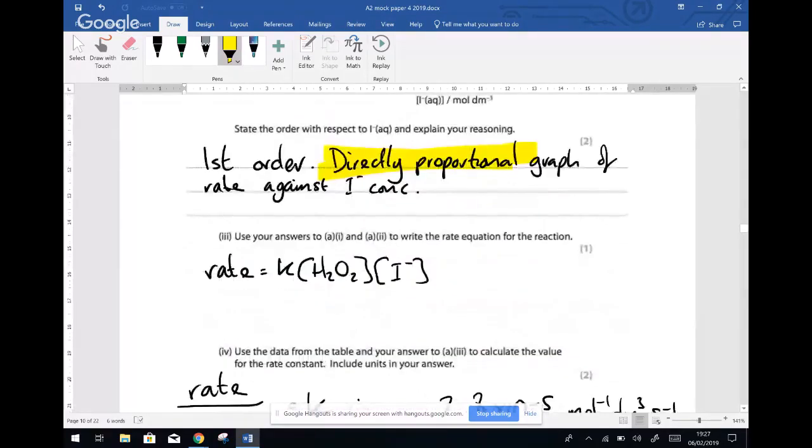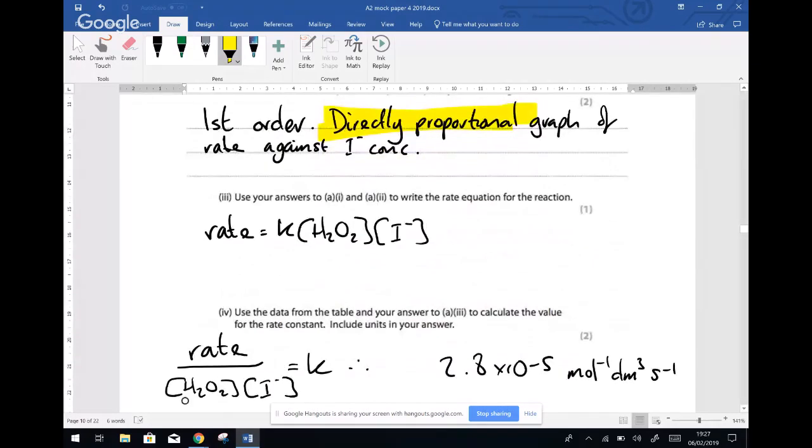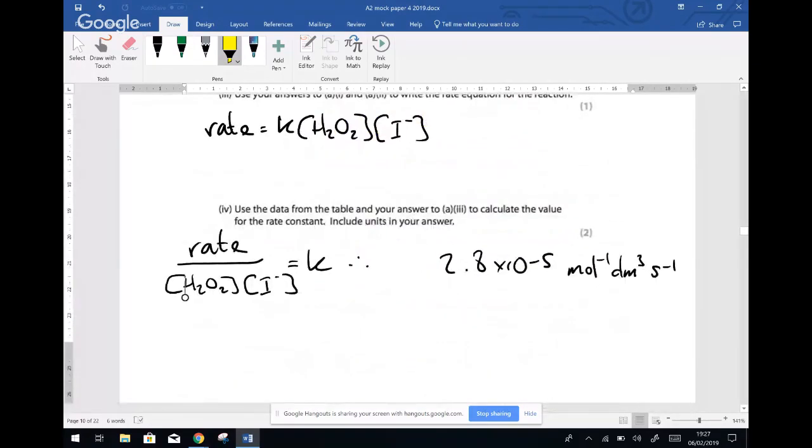Use the information to write the rate equation. We know that hydrogen peroxide was first. We know that iodide is 1. We know that H+ is going to vanish. So rate equals K, and stick them in their square brackets with no numbers. Nice and easy. Use the data from the table to answer the question and calculate the rate constant.